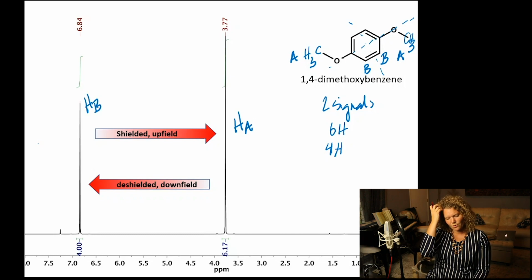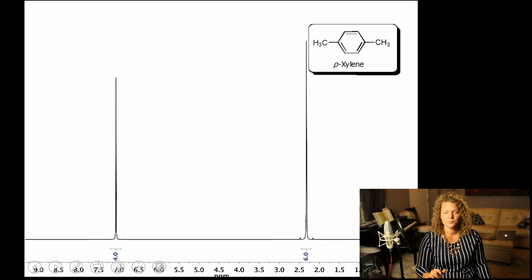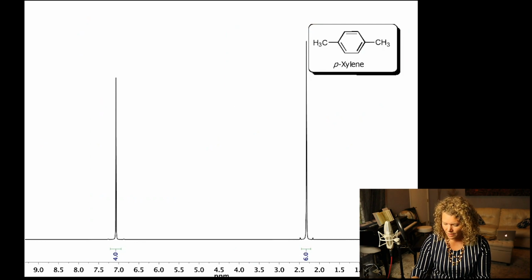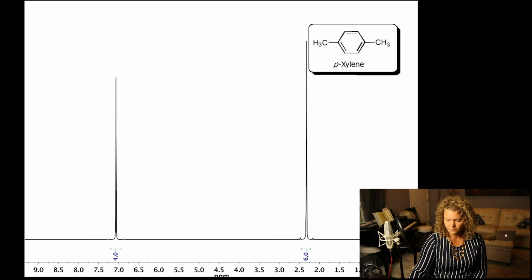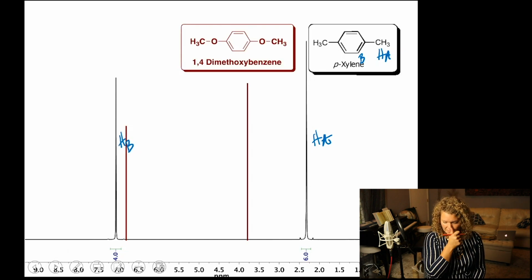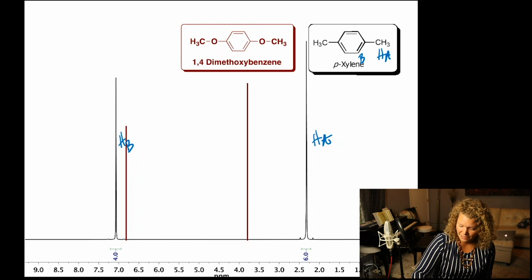Now, one thing that you'll notice is that these are in a different ppm than paraxylene. So what's going on here? Here's our paraxylene again. We have our methyls. Let's do HA, and then we have B. So HA and HB. And for our 1,4-dimethoxybenzene, let's do our HA and HB.